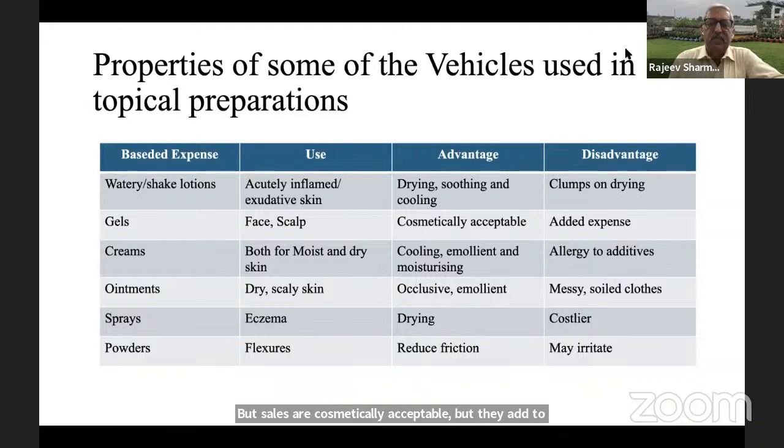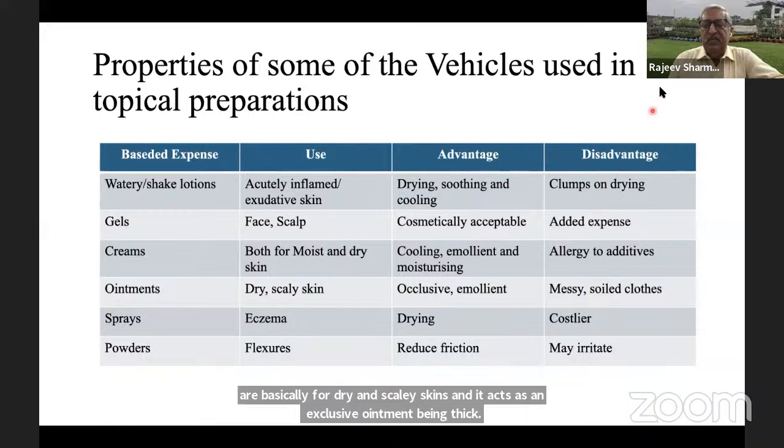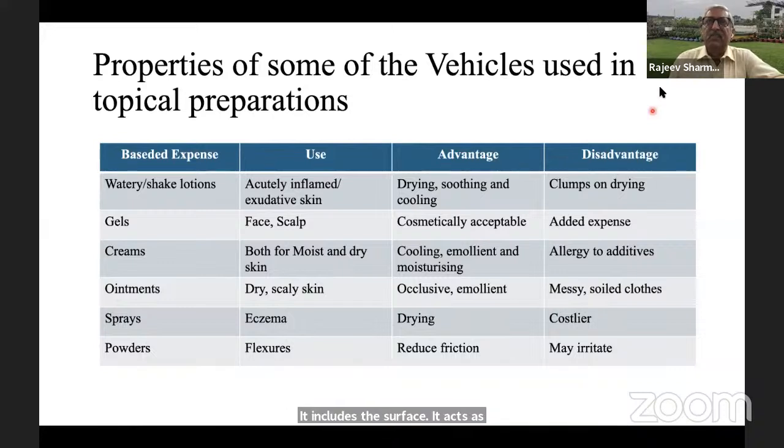Creams can be used in both moist and dry skin. They have a cooling emollient as well as a moisturizing effect, but there can be allergy to the additives that we have to make creams. You have to remember this. Whenever you are suspecting allergy, use an ointment. Don't use a cream or gel, because that can in fact worsen the condition. Ointments are basically for dry and scaly skins, and it acts as an occlusive, ointment being thick. It occludes the surface, it acts as an emollient, but it is messy and it can lead to oily looking soiled clothes.